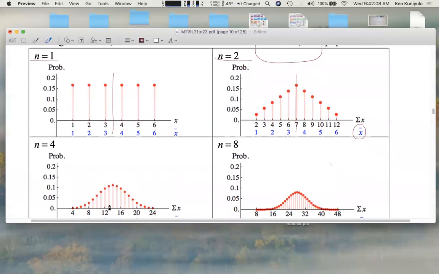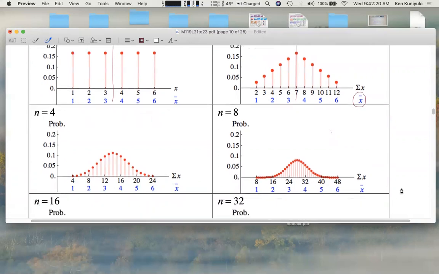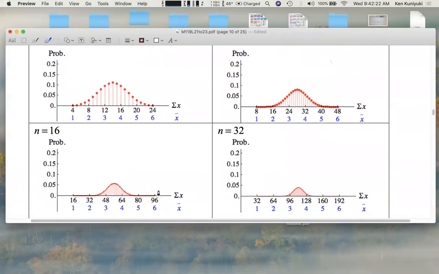4 dice. Tighter clustering around 3.5 is looking a lot more bell-shaped. 8 dice, n equals 8. Even greater clustering around x bar equals 3.5, even more bell-shaped. N equals 16, even tighter clustering about 3.5, less spread. Standard error is decreasing, even more bell-shaped.